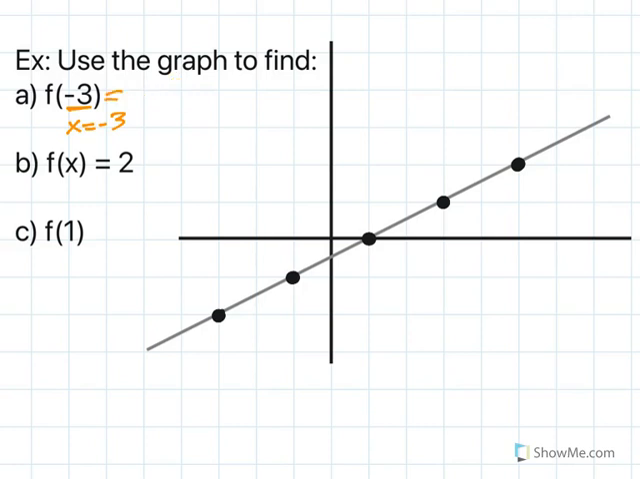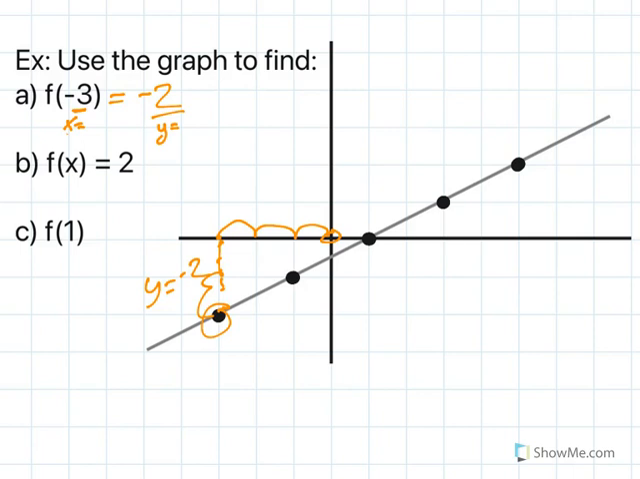So if x is negative 3, from my origin I'm going to go negative 3, 1, 2, 3, and then find the point that goes to that, which is here, and it's down 2. So y is negative 2. So f of negative 3 equals negative 2, because this is the x value, this is the y value. All right, now let's look at b.